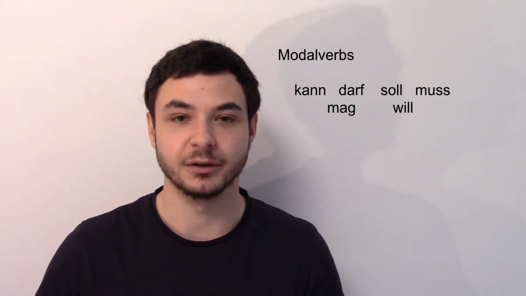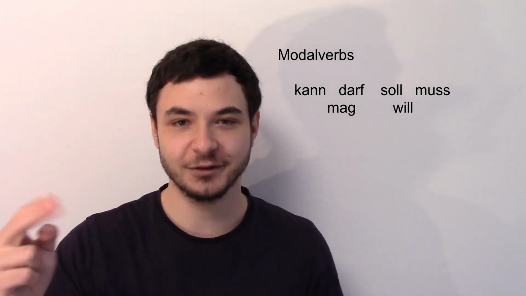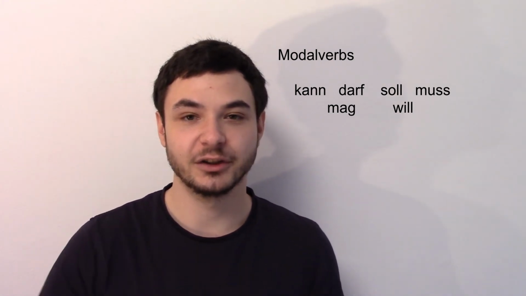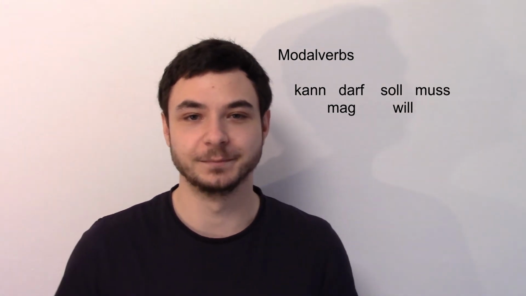So you're probably familiar with the modal verbs already. We have 6 of them, and they are will, darf, kann, soll, muss, and mag. So let's take a look in the Präteritum for the modal verbs first.